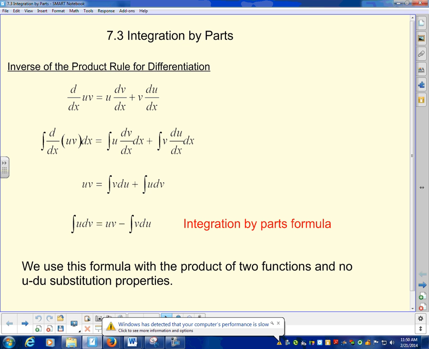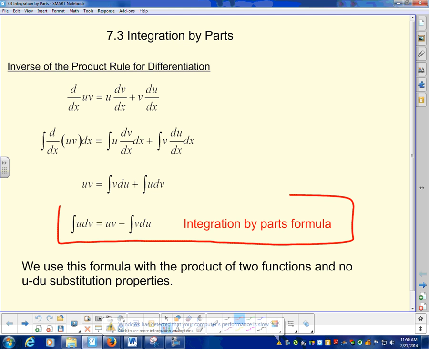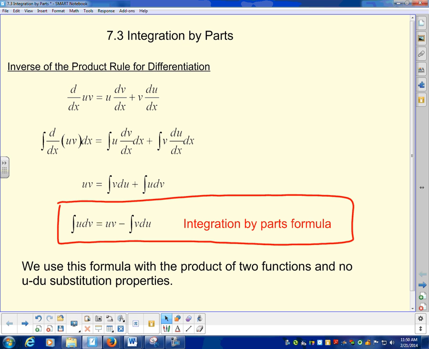So go ahead and box this, and write it on the top of your notes. This is the integration by parts formula. We use this formula with the product of two functions and no u du substitution properties. We have had some functions that were products, but we had the u du thing going on there, whereas in this case you won't be able to do a u substitution directly. Any questions on that?